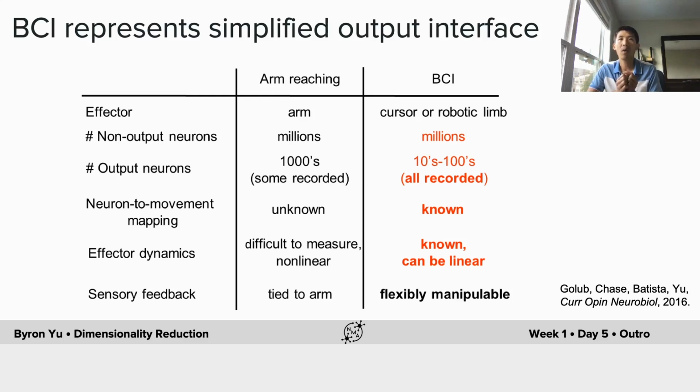Furthermore, the neuron-to-movement mapping is known. That's the equation that we just talked about. We get to define that, and so we know it exactly. And furthermore, we can define that equation to be linear, which facilitates various analyses, and we'll see an example of this. And furthermore, the proprioceptive feedback is flexibly manipulable. We won't be talking about that today, but studies have leveraged this property to learn about proprioceptive feedback using BCIs.